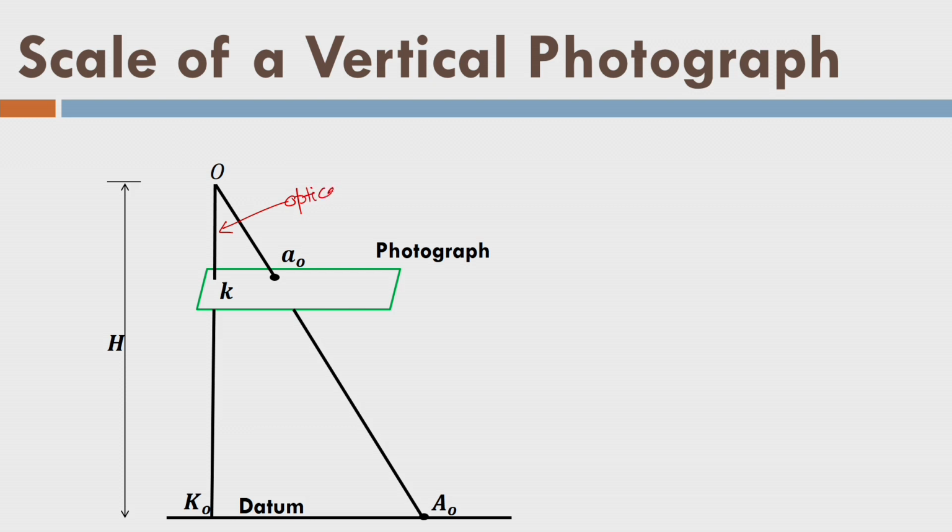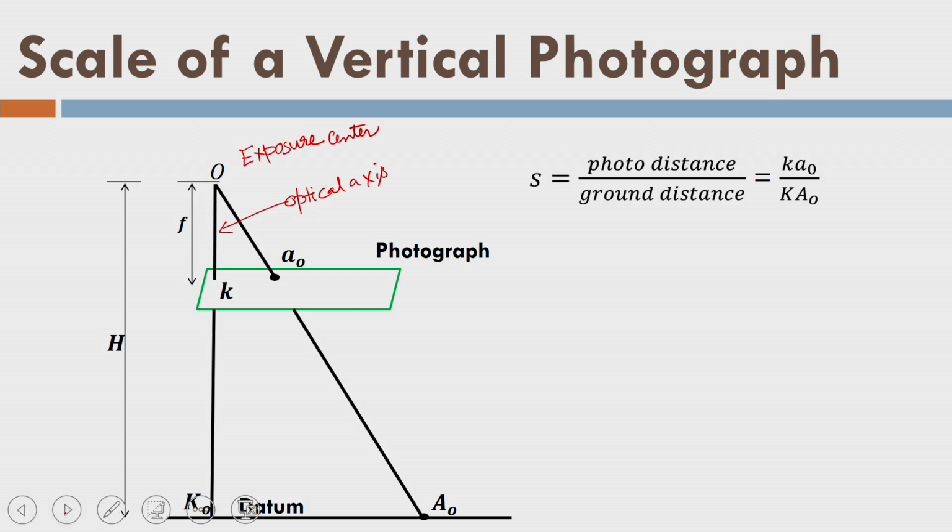and that is also matching with the gravity line or the plumb line passing through the exposure center O. So this is my exposure center or perspective center. Okay, so now this is the scale, the distance on the photograph to the distance on the ground.